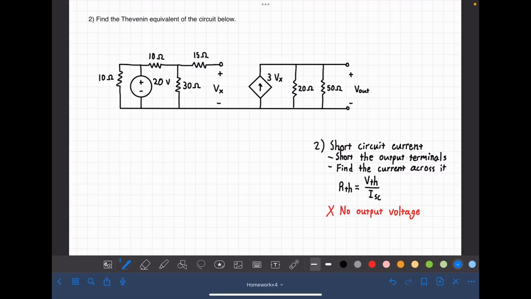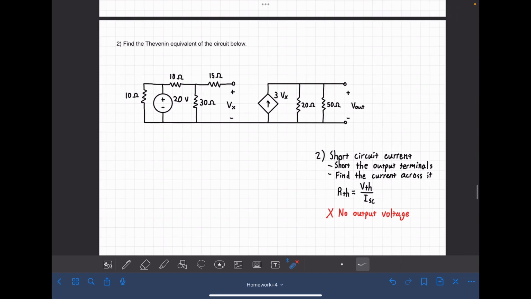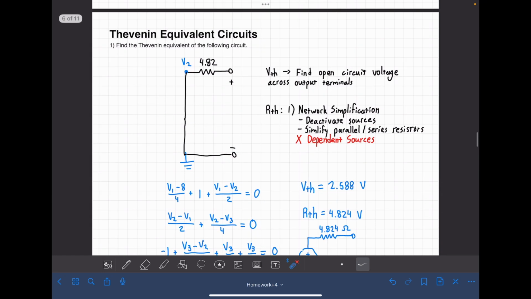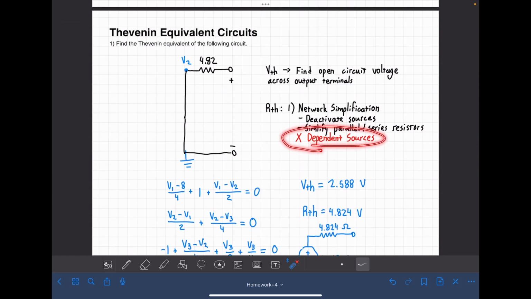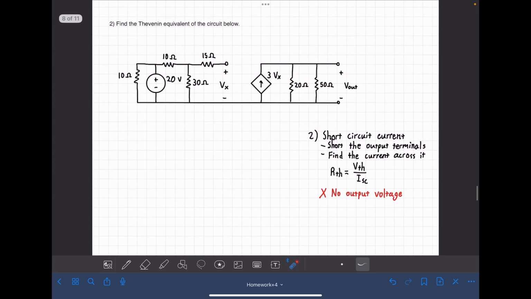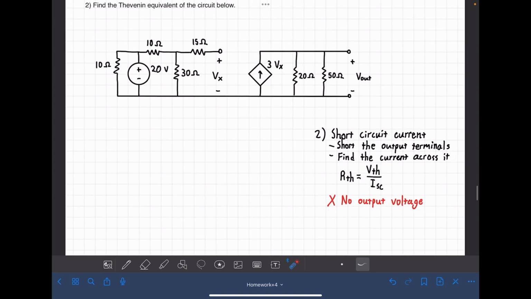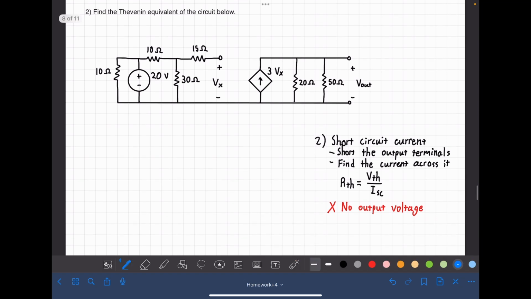So in this next example, you'll see that we have a new dependent source over here. If you'll remember, that now excludes us from using our simple resistor simplification. We now are going to use the short circuit current method to find our Thevenin resistance. But first, of course, we want to find our voltage.